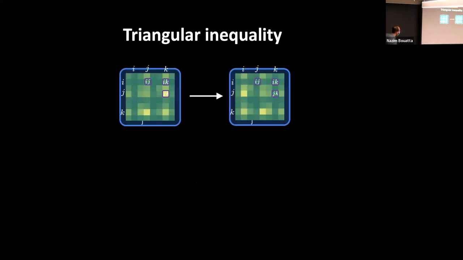Now, imagine you have some geometrical representation that you update using a network, a convolutional network, or an attention mechanism. Because those networks are not aware of Euclidean geometry, and because they are updating those entries independently, so we will update ij, and then ik, and then jk, what could happen is that the output of this network update might violate the triangular inequality.